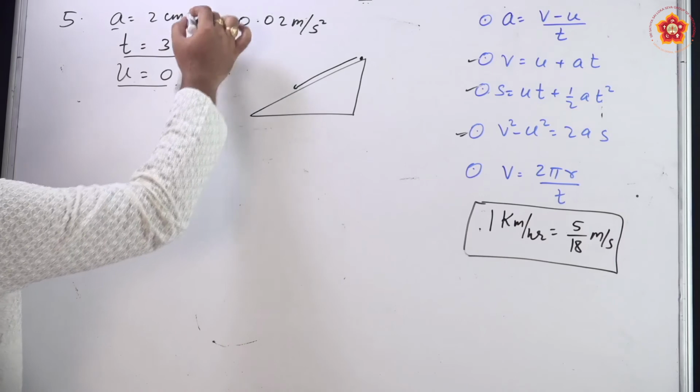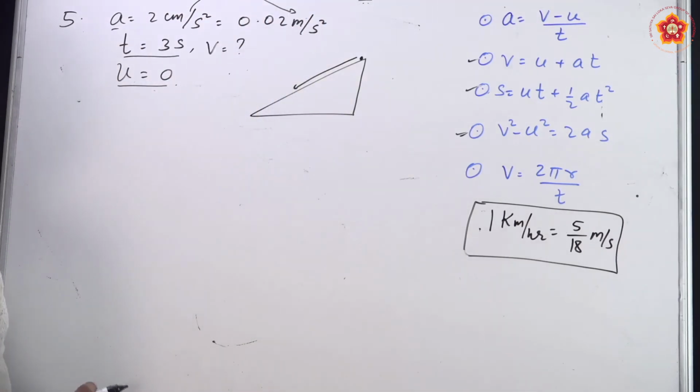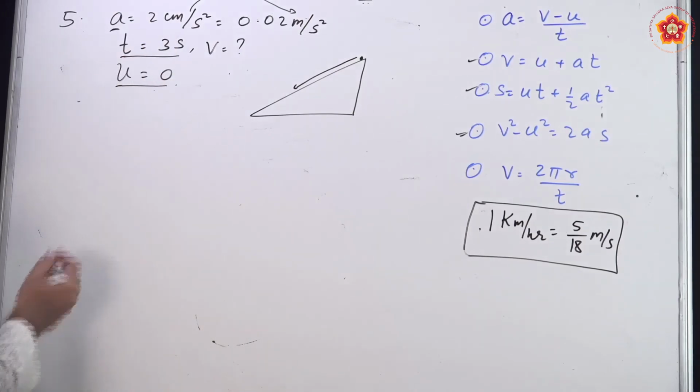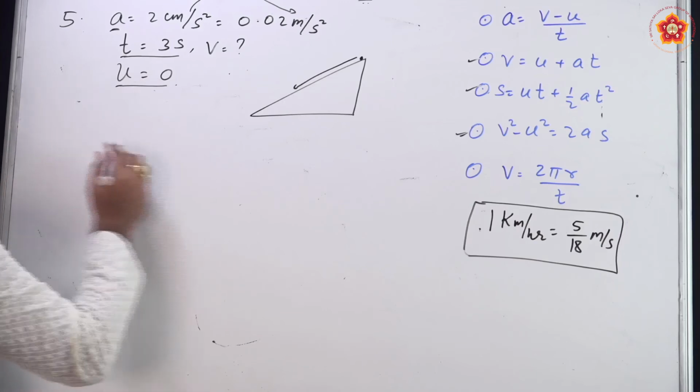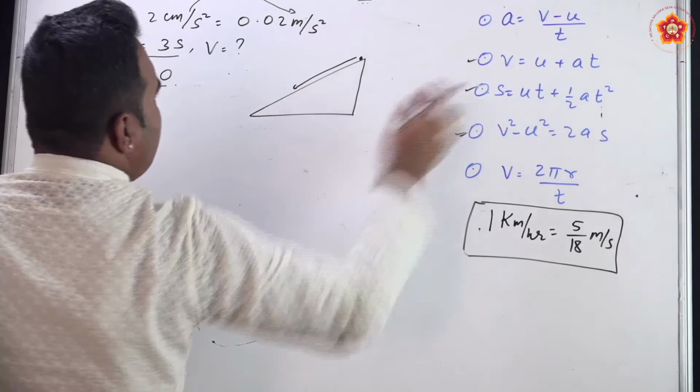I convert this into the SI unit of meters. So 2 centimeters per second square is 0.02 meters per second square. So I have the acceleration, I know the time, I know the initial velocity. What will be the velocity acquired? They are asking us to calculate the final velocity, v, giving all the 3 parameters.